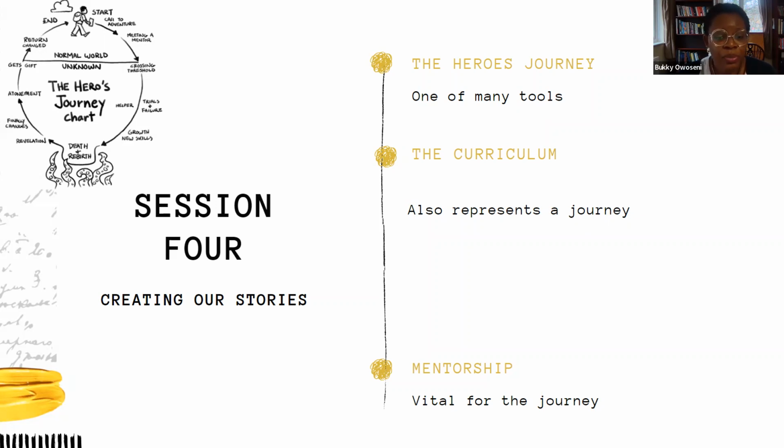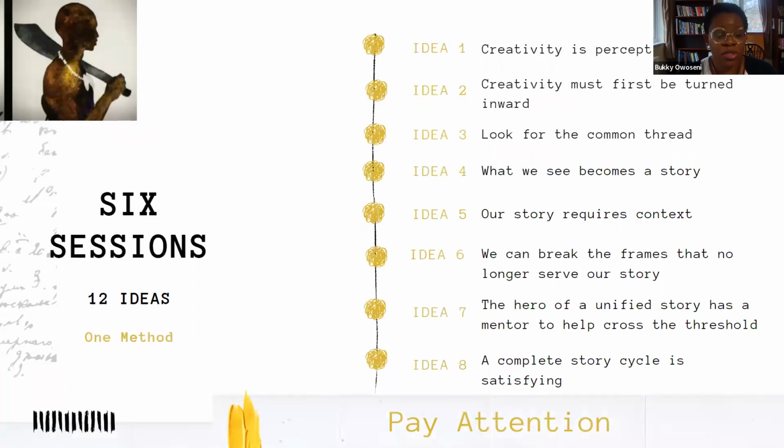So where we then ended up was talking about six sessions, 12 ideas, one method. And that was what we were doing from the very beginning. So this is the fifth session. We have just one more session to go. And the eight ideas that we talked about are here. The one method that serves everything, if you don't remember anything else, is to pay attention to yourself.